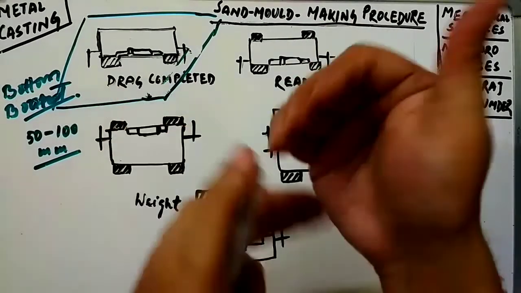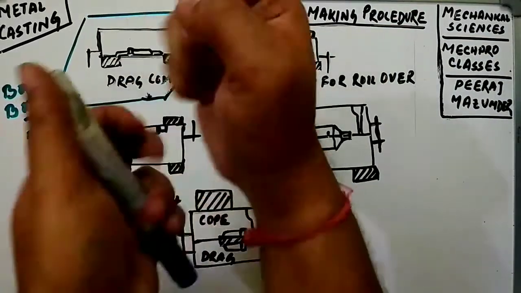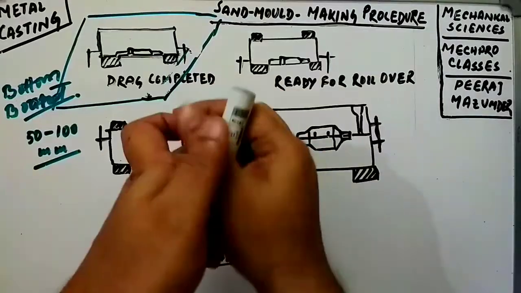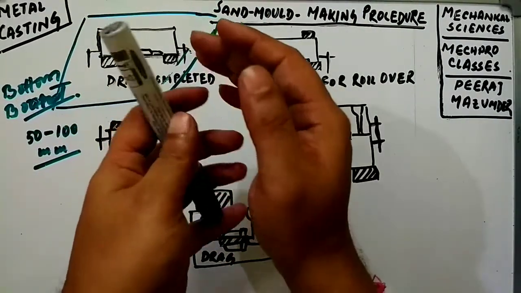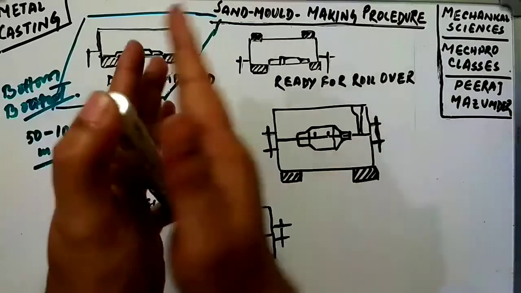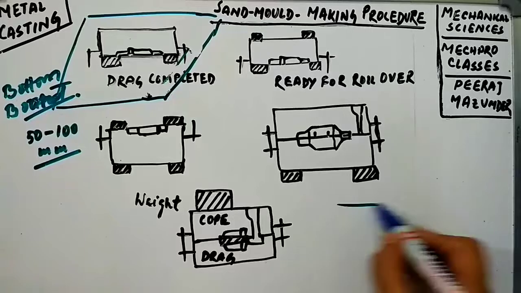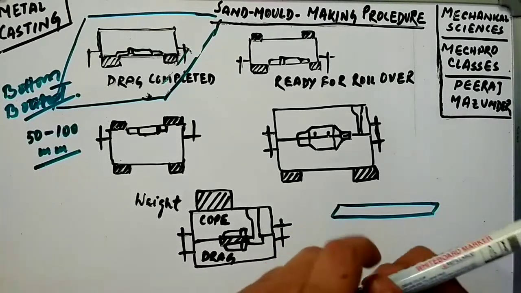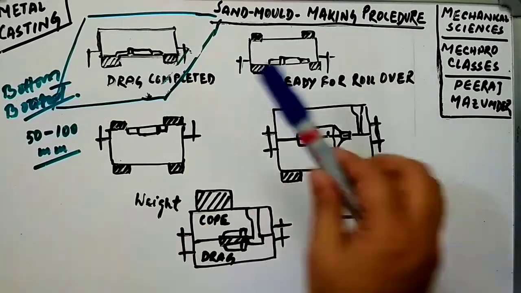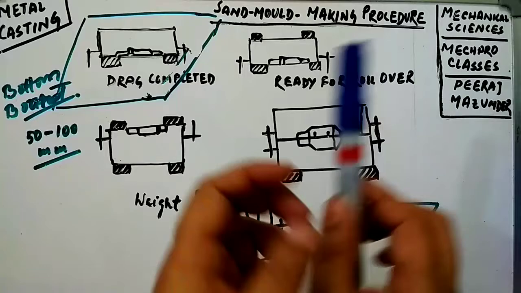So after the ramming is over, the excess sand in the flask needs to be scraped out. You have to scrape it out using a flat bar, somewhat like that. You will easily find it in the workshop. With this type of bar, you just remove the extra sand from the flask edges.